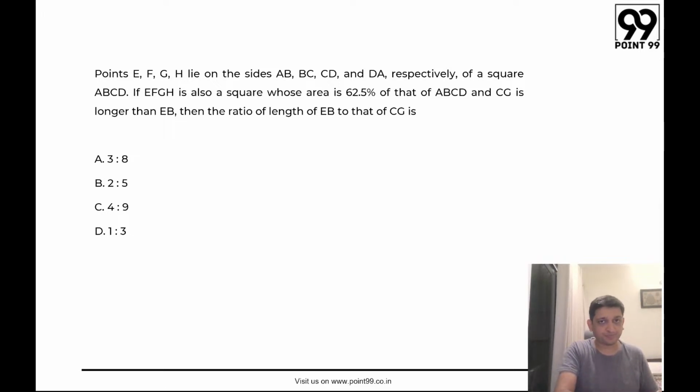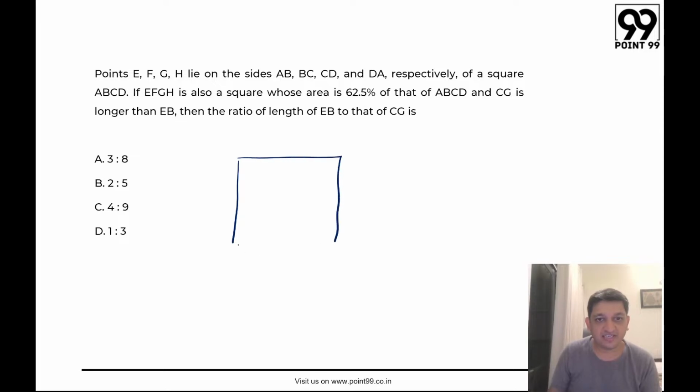Yeah. So let's look at this and try to see what we can make of this question. E, F, G, H lie on the sides A, B, C, D of a square ABCD. So if this is the square, and ABCD is the square, now E, F, G, H lie on the sides such that EFGH is also a square. And we know that CG is longer than EB. G lies on CD, right? CG is longer than EB. So whatever GD is, that should be EB. And that's why we will be able to say that.